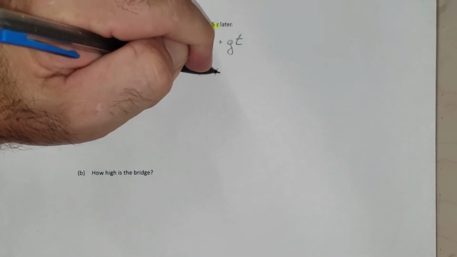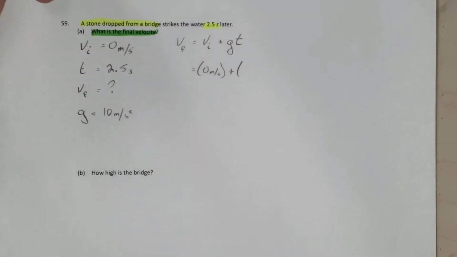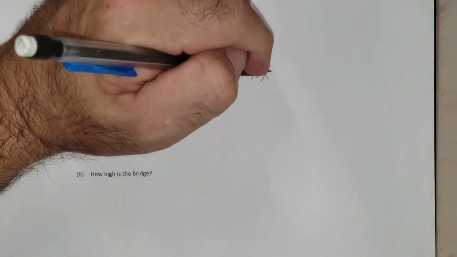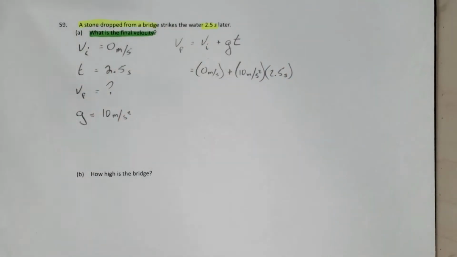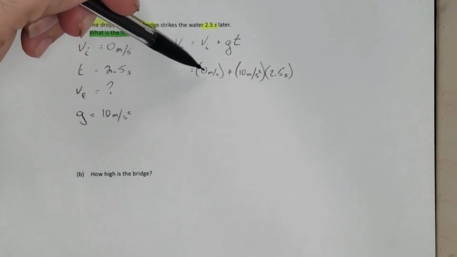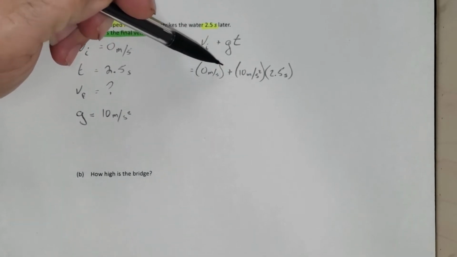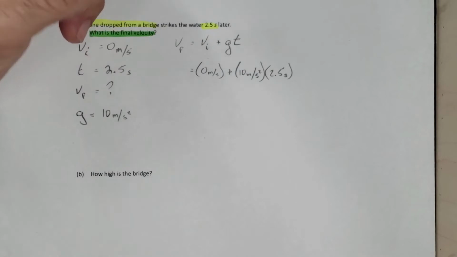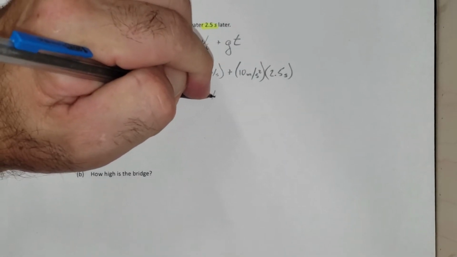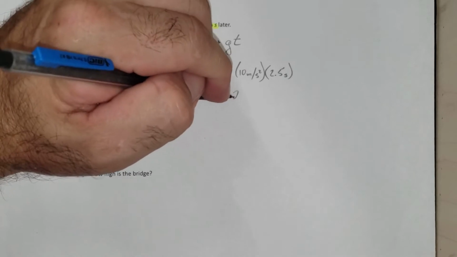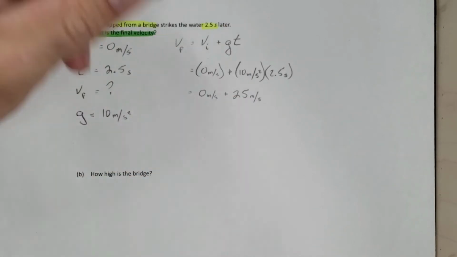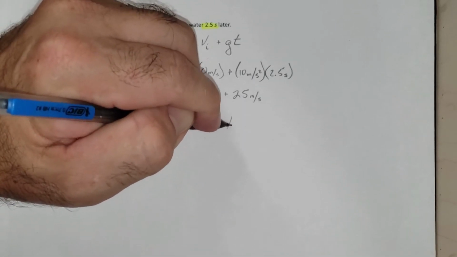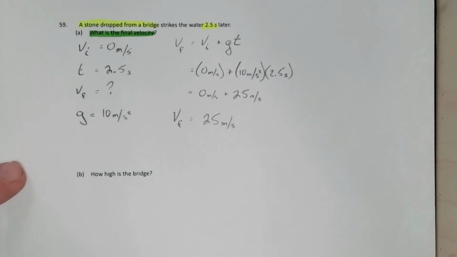VI is 0 meters per second. The acceleration due to gravity is 10 meters per second squared. And then time is 2.5 seconds. Now this is a 0, we really can ignore it, but we do need to make sure that the units match up. Meters per second squared multiplied by seconds, this second will cancel with one of the two here. So we get 0 meters per second plus 10 times 2.5, which is 25 meters per second. That gives us a final velocity of 25 meters per second for the stone that is dropped from the bridge.